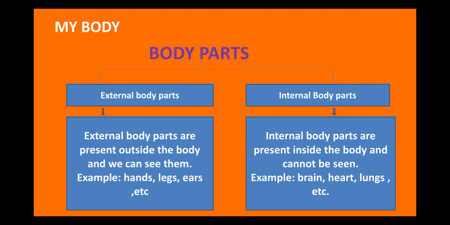Next is internal body parts. Let us try to understand this. There are some parts of the body that are present inside. Internal body parts are present inside the body and you cannot see them because they are present in the inside of your body. For example, brain, heart, lungs, etc. So your brain, your heart, lungs, everything is present inside your body. So you cannot see them and hence it is called internal body parts.